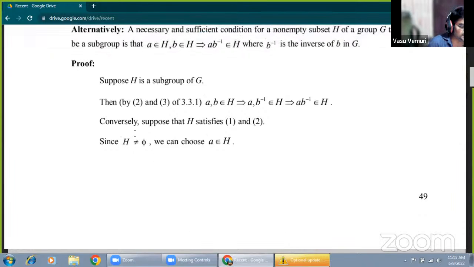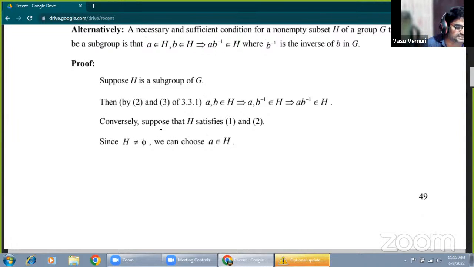Just you have to see the converse. This is the sufficient part. Just you have to observe this one. In algebra, prove that a necessary and sufficient condition means the if and only if condition: A implies B, and B implies A.